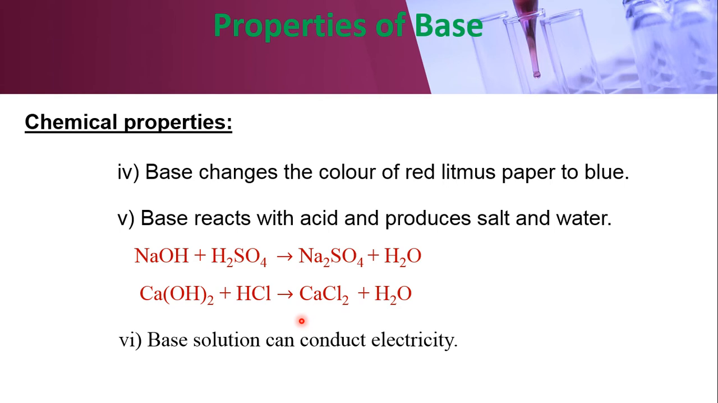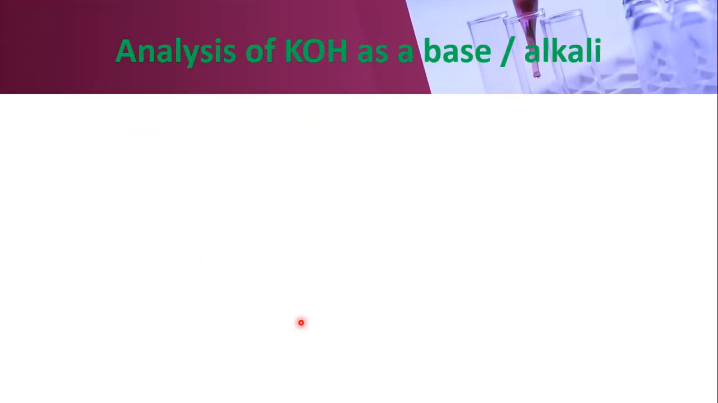Now from these properties, like acid, we can analyze whether a compound is a base or not. How? For example, here we will analyze potassium hydroxide as a base. Here we will see whether the properties of potassium hydroxide match with base or not. If potassium hydroxide possesses the properties of a base, then we can tell that potassium hydroxide is also a base. And also we will analyze whether it is an alkali or not.